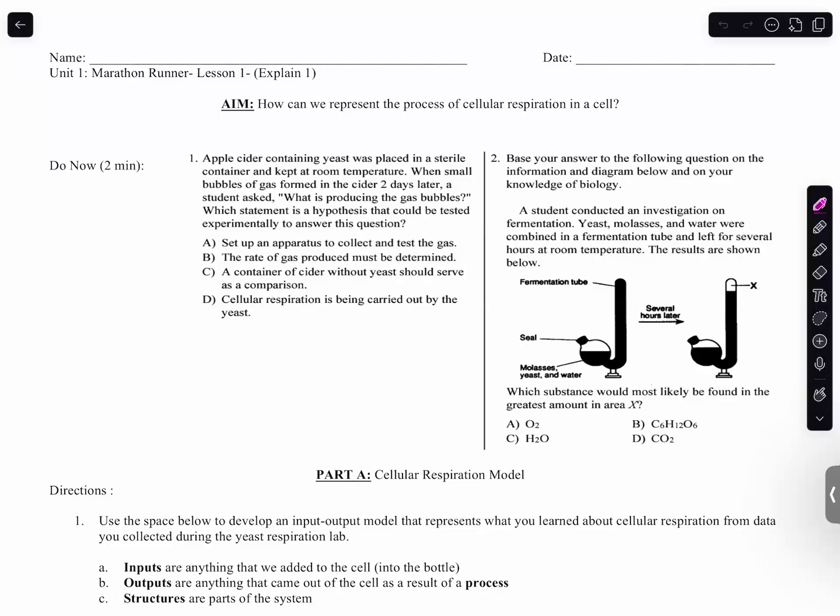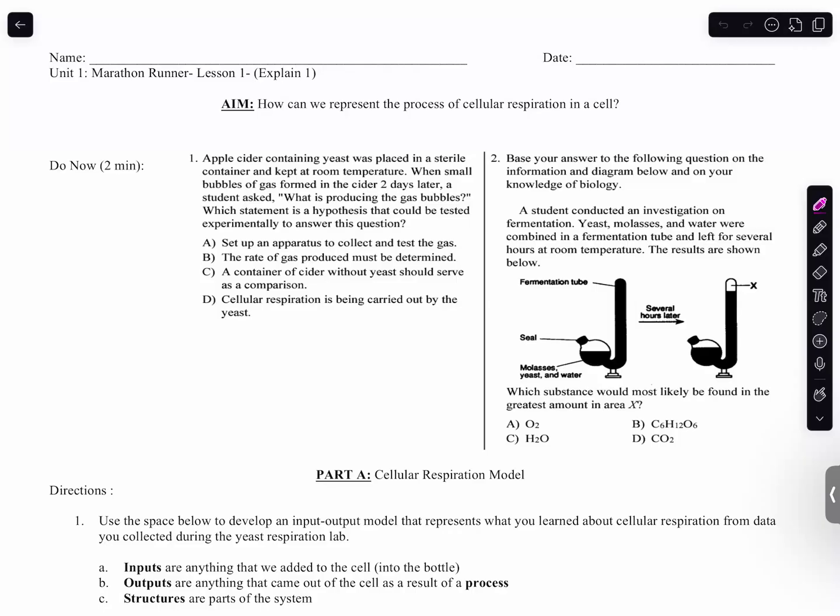It says, apple cider vinegar containing yeast was placed in a sterile container and kept at room temperature. Sterile just means that it does not have any microorganisms whatsoever. When small bubbles of gas formed in the cider 2 days later, a student asked, what is producing the gas bubbles? Which statement is a hypothesis that could be tested experimentally to answer this question?